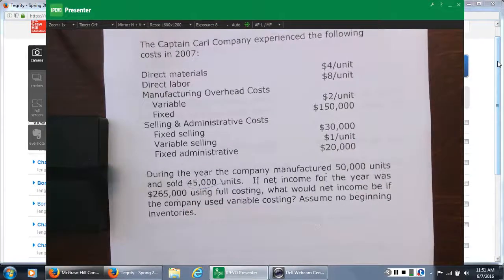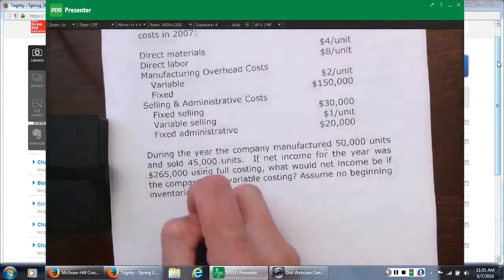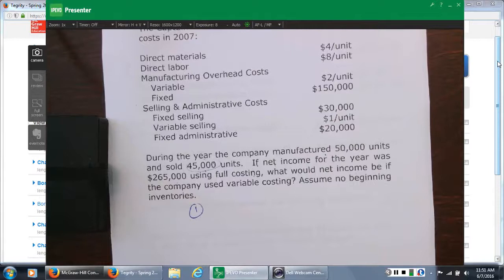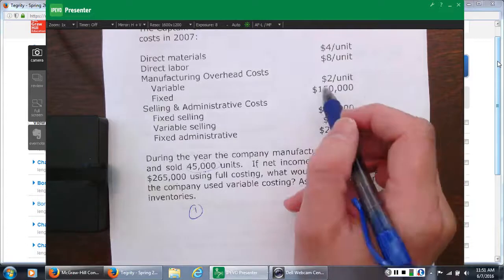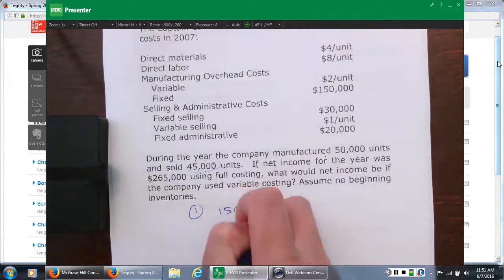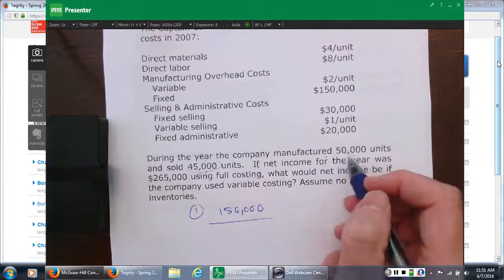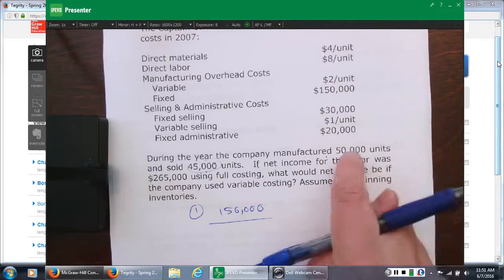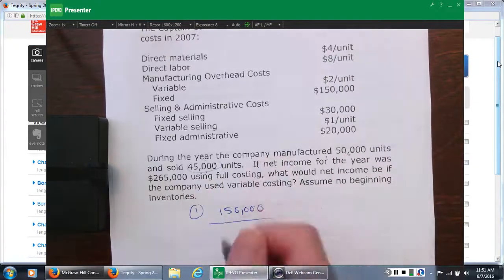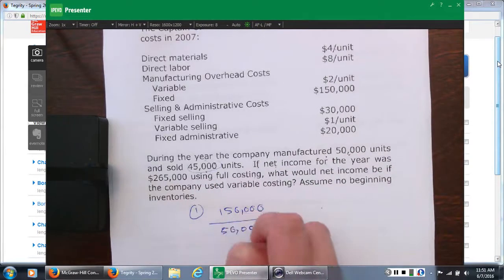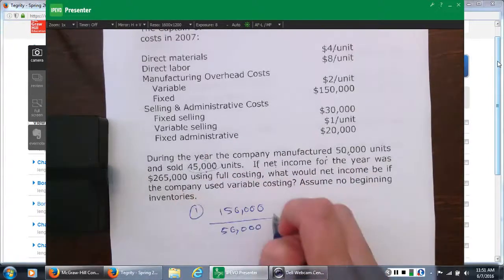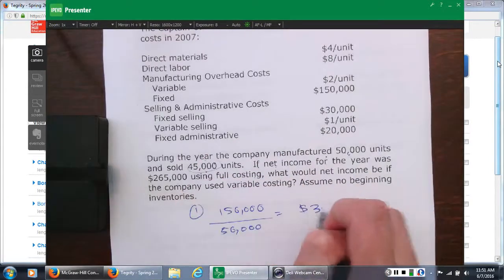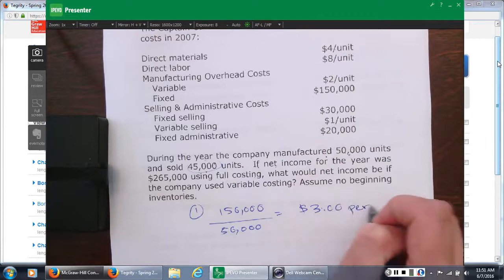Okay? So the first thing that we have to do, step one to figure out this problem, is determine the amount of fixed overhead per unit. And the way I determine the amount of fixed overhead per unit is I take my total fixed overhead divided by my units produced. It's always divided by my units produced, not divided by my units sold. Okay? Because we apply overhead when we produce the units. So that gives us $3 per unit.